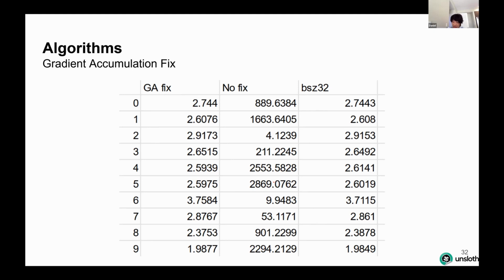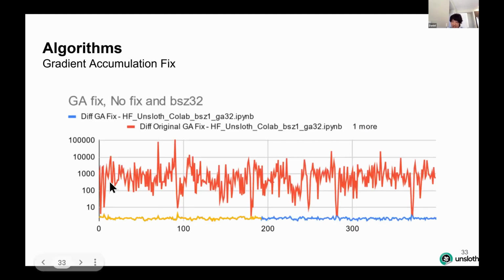If you graph out the actual training losses, the gradient accumulation problem is really bad. This is not scaled, this is the actual loss. The red line is the one if you use the broken gradient accumulation. The yellow line and the blue line are the ones if you use the correct fixes. The blue line is if you use gradient accumulation of 32, and the yellow line is if you use just a batch size of 32, no gradient accumulation. You can see that the yellow line stops.